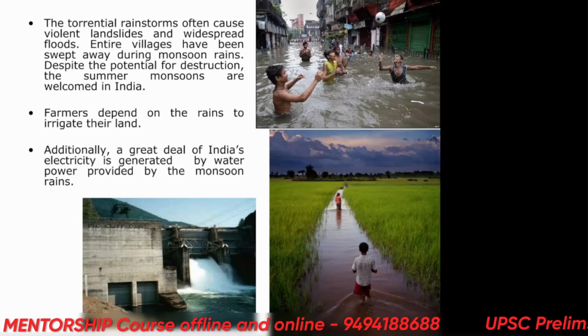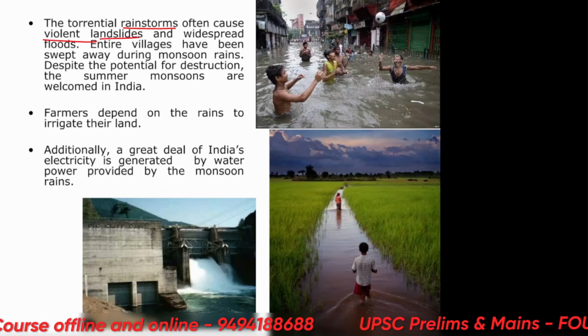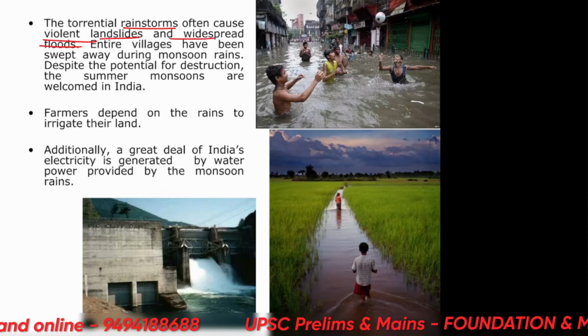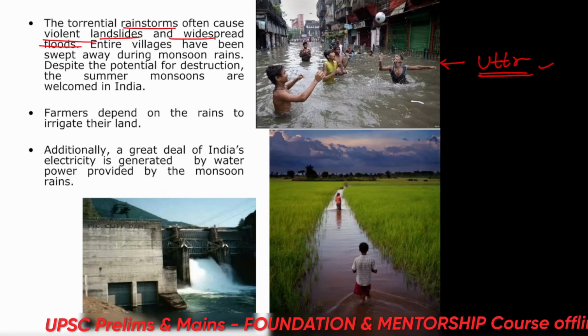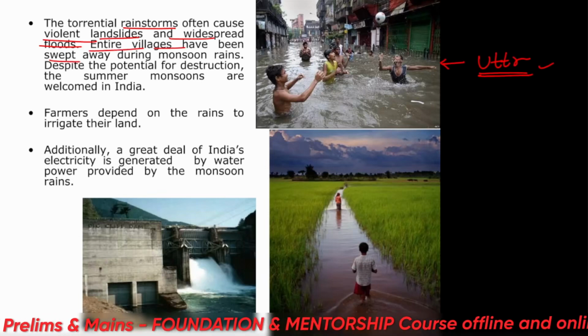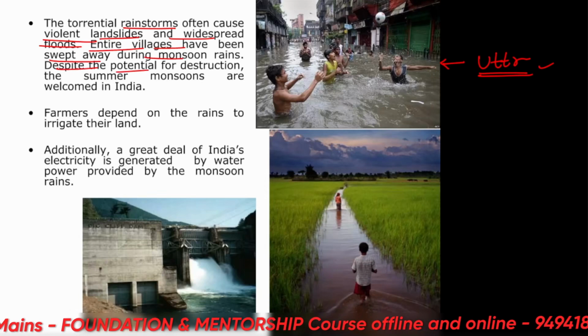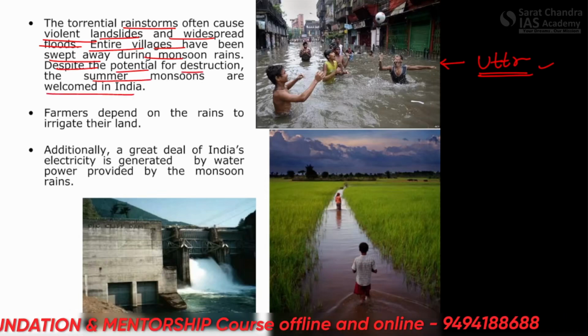So the torrential rainstorm often cause violent landslides and widespread floods. So this can be seen this year in Uttarakhand and Himachal Pradesh as well. So entire villages have been swept away during monsoon rain. Despite the potential for destruction, the summer monsoons are welcomed in India.